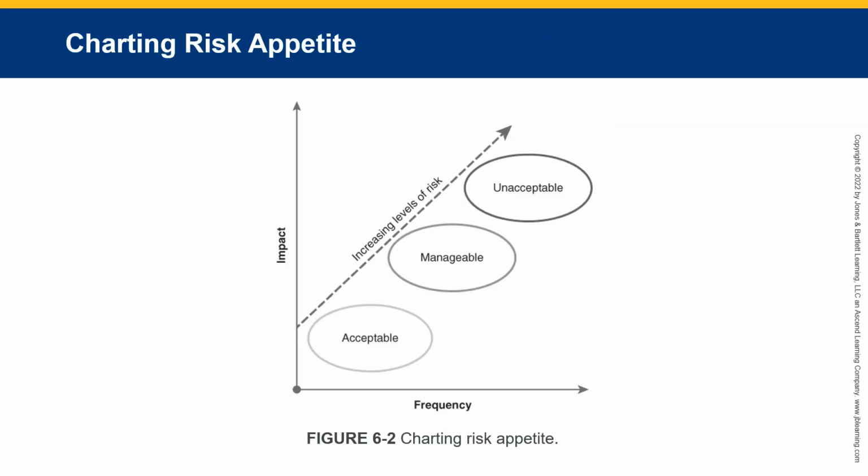Charting risk appetite. You've got at the bottom the increasing levels: acceptable, manageable, and unacceptable. And it has a lot to do with the management strategy. What is acceptable, what is manageable, what is unacceptable. But often it has to do again with profit loss, competition demands, what you need to do for the customer, and so on and so forth.